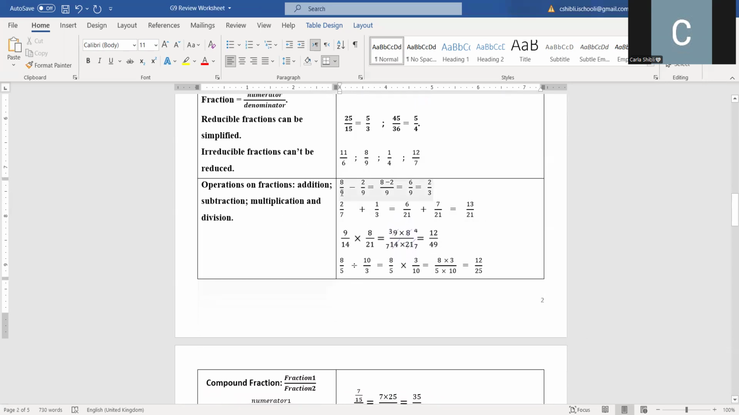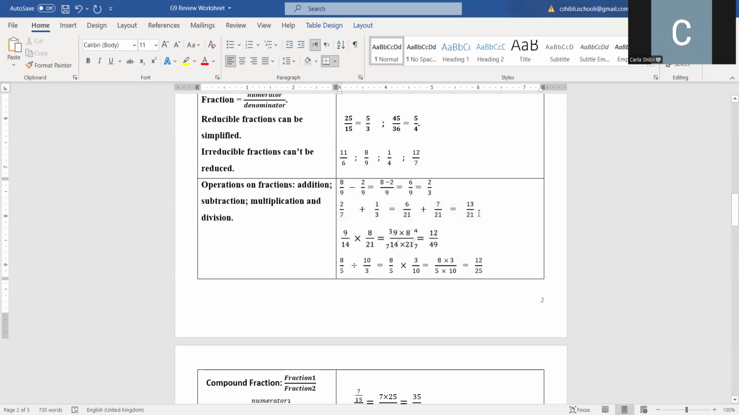So if we have addition or subtraction of fractions, always we look at the denominator. If we have like fractions having the same denominators, we keep the denominators, we add or subtract the numerators to get our answer. Always our answer should be irreducible. Now, if we have addition or subtraction of unlike fractions, we should change them into like. So 2 over 7 plus 1 over 3, these are unlike fractions. To change them into like, we multiply the first fraction by the second denominator, and the second fraction by the first denominator. They become like.